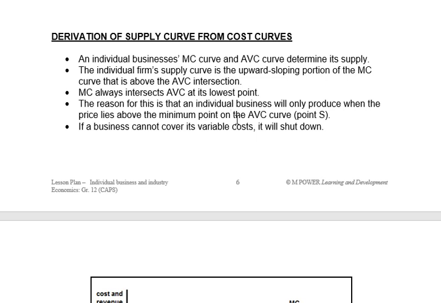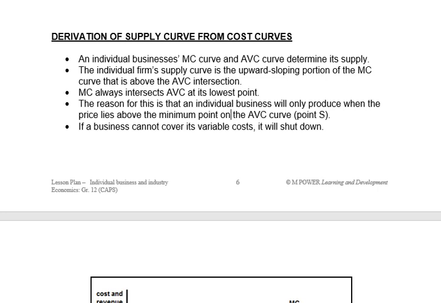But the reason why a business will not supply at a price lower than the average variable cost is because of that shutdown rule. If a business cannot cover the average variable cost, it will shut down. The minute that the price is lower than the average variable cost, the business will shut down. It will not be willing to supply anything at prices lower than the average variable cost.